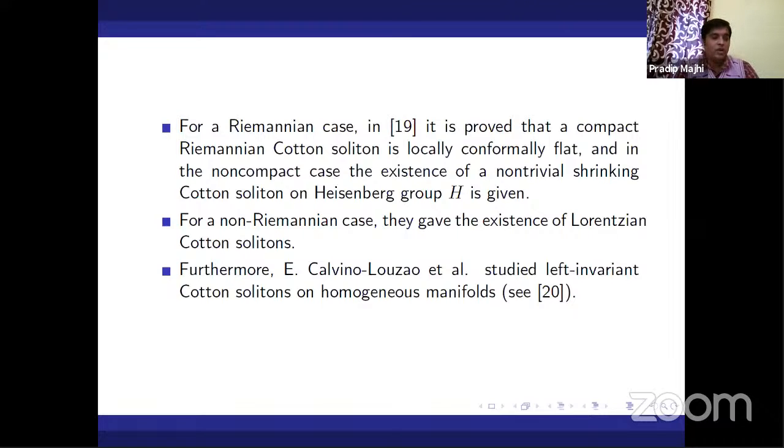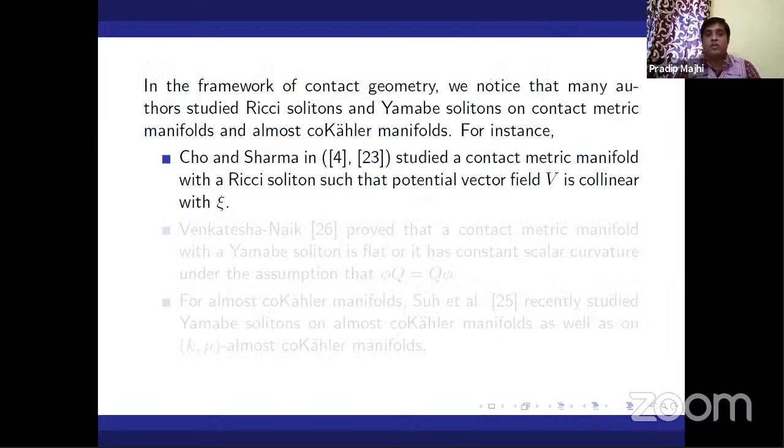So far, as far as we know, cotton solitons have been studied only on Riemannian and semi-Riemannian manifolds. But our aim is to study them in contact metric manifolds. In the framework of contact geometry, many authors have studied Ricci solitons and Yamabe solitons on contact metric manifolds and almost co-Kähler manifolds. For instance, Ricci solitons on contact metric manifolds were studied by Cho and Sharma, and they considered the potential vector field V to be collinear with Xi.